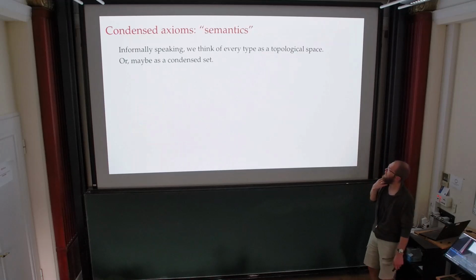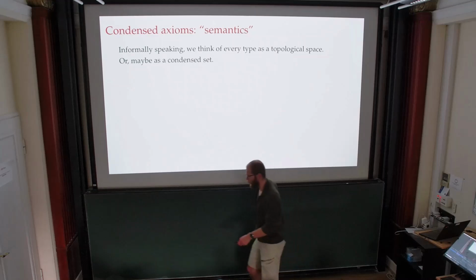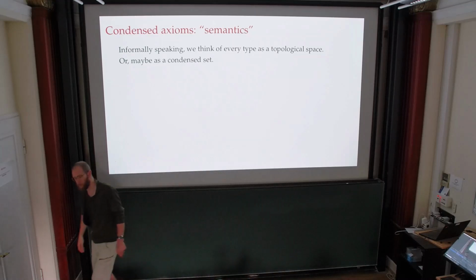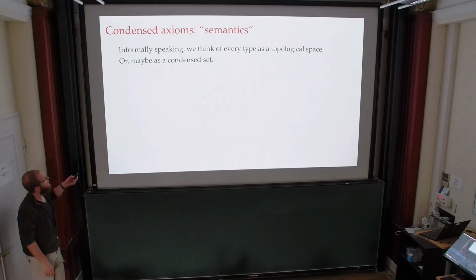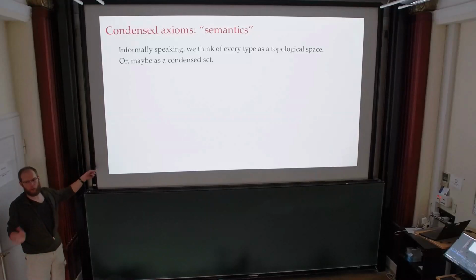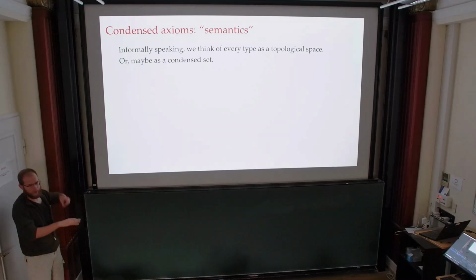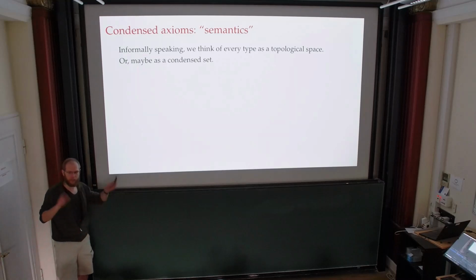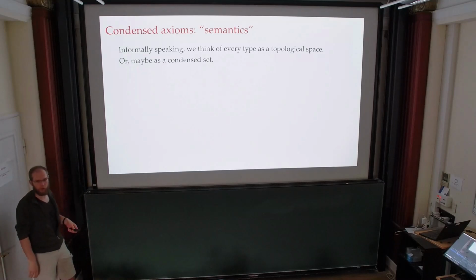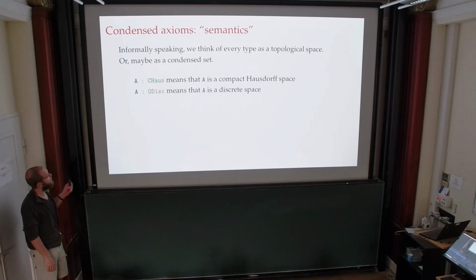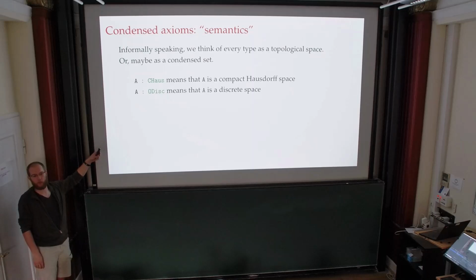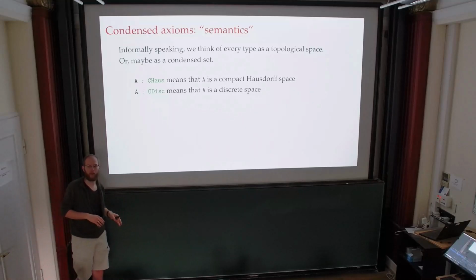And informally speaking, how do we think of these predicates? Well, every type we think of as a topological space, or if we want to be a bit more precise, as a condensed set, but it's going to be a gadget with some topological structure on it. And if A has type CHaus, it means that we think of A as a compact Hausdorff space. And if A has type ODisc, we think of A as sort of a classical discrete thing.